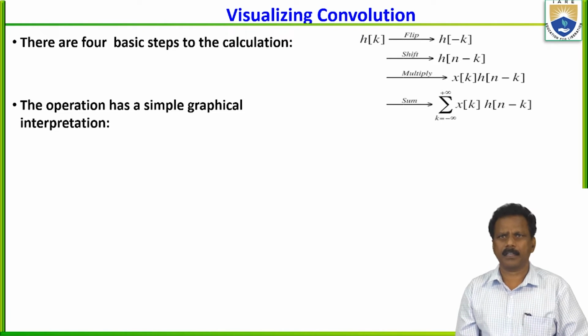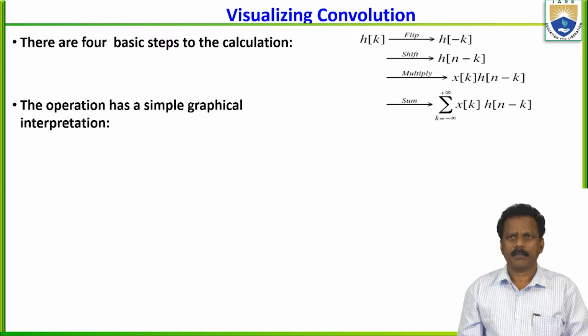After the calculation, verify here: h of k, flip to h of minus k, shift to h of n minus k, and multiply x of k by h of n minus k. It is the summation over k from minus infinity to plus infinity of x of k times h of n minus k, like this.